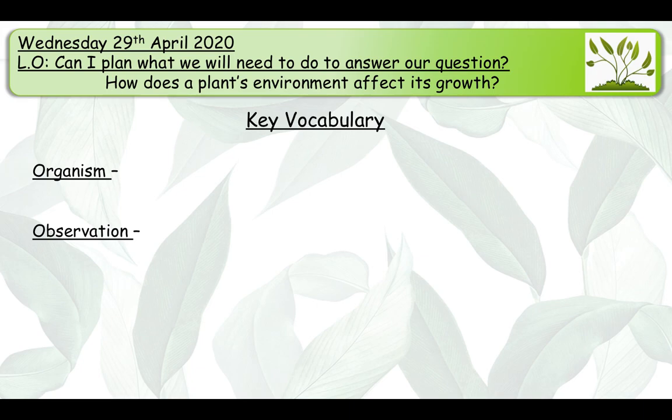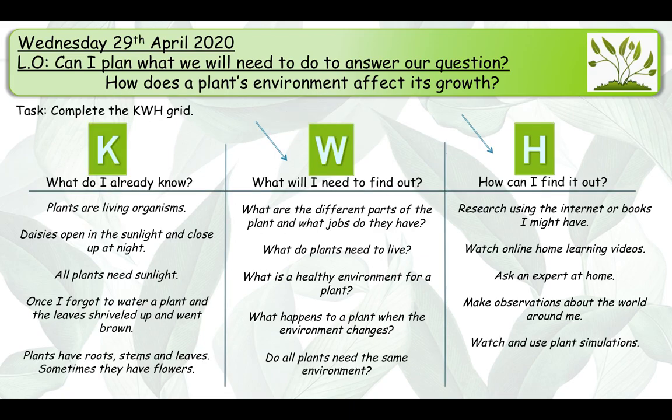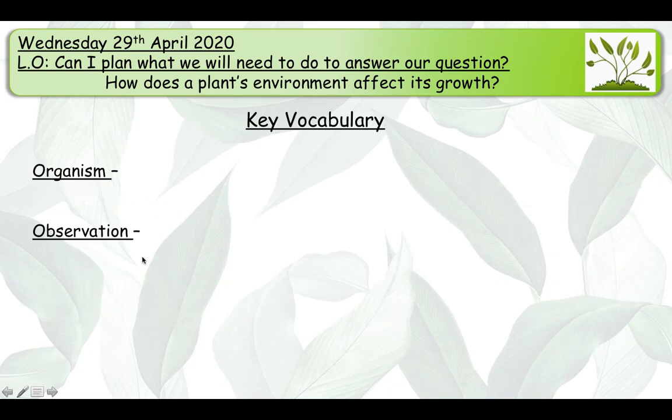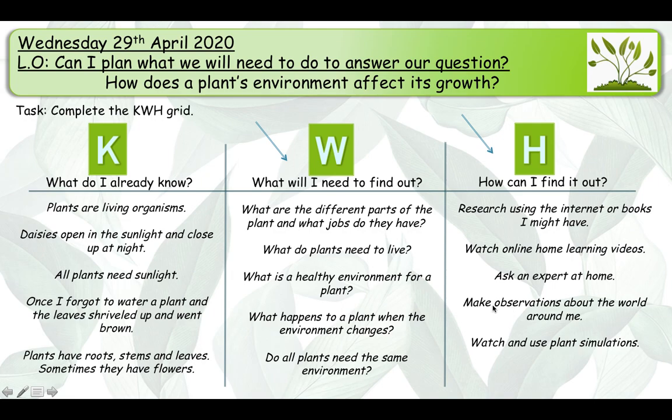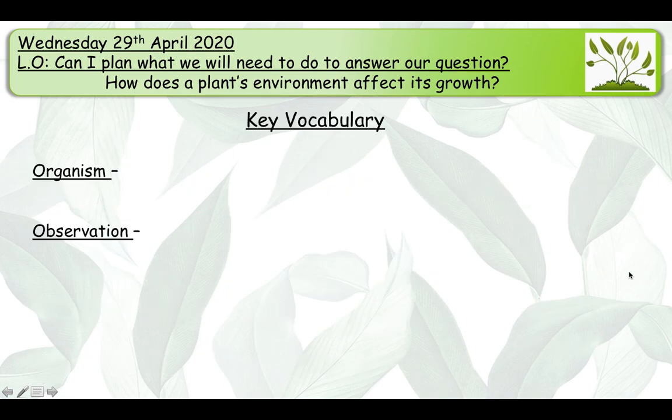So I would like you to have a go at defining the words organism, which some of you told me you already know, that plants are living organisms, and observation, something we've just talked about. We're going to make observations about the world around us as scientists. So I'd like you to have a go now, pause the video, and you can either look these words up in a dictionary or on the internet, or have a go at your own definition if you already think you know what they mean, and come back to look at mine.